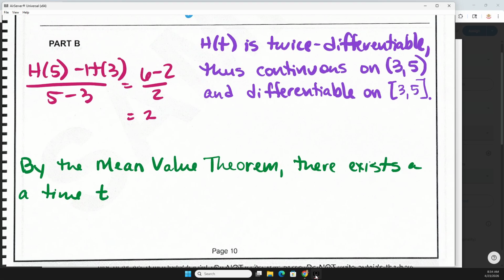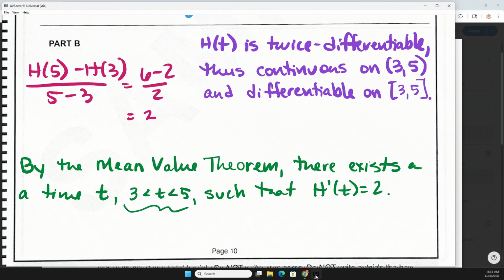Now I'm going to use the interval we have here, and then in the end we'll get it all straightened out. We know that there's a time between 3 and 5 such that h prime of t equals 2. And then I would do something like this interval is inside the interval that they were asking us to find.